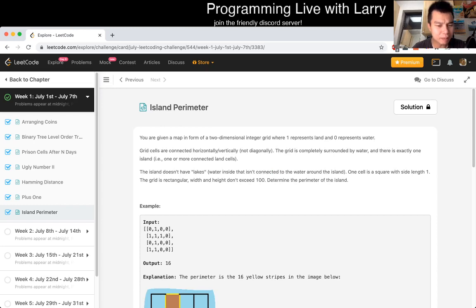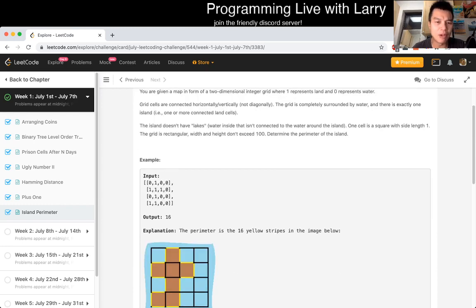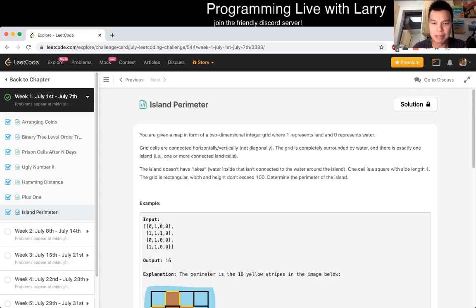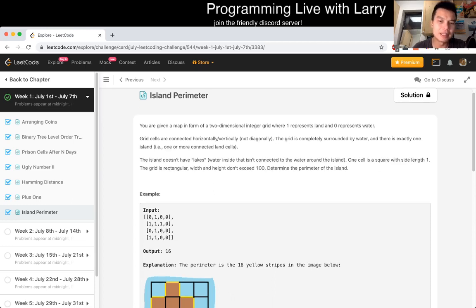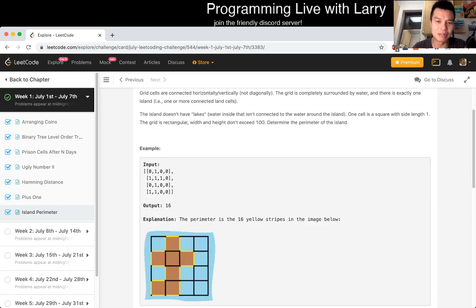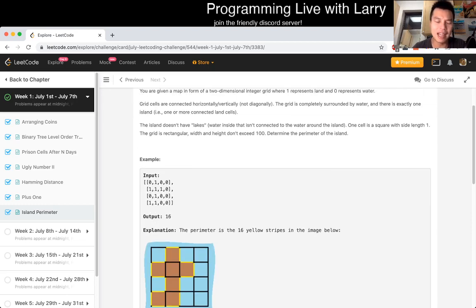One thing you may play around with is that it's an island, so we have to make sure that it's connected and all that stuff. But sometimes you just have to keep it as simple as possible. In this case you just have to look at each cell and ask, am I on the border? If I'm on the border, how many sides am I next to the water or out of bounds? And that's pretty much it.